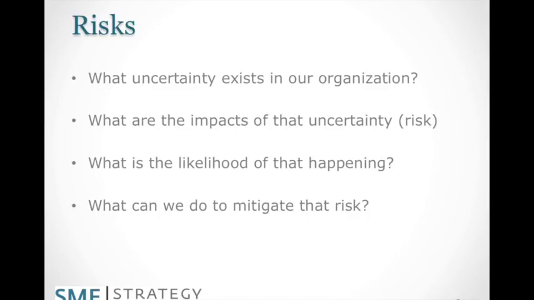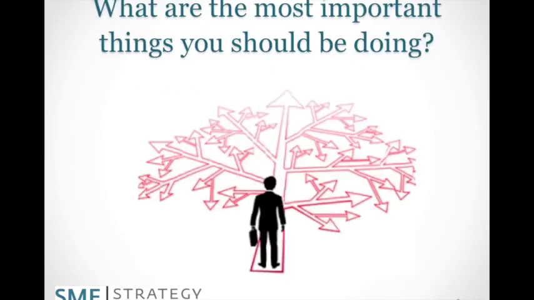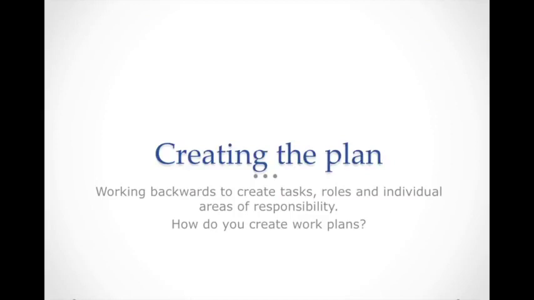That way you are proactive instead of reactive, and it keeps your plan on task. So what are the most important things you should be doing in your organization to accomplish your mission and your vision? Strategy inherently is about choices, and there are 1,000,001 choices every single day. So when you create the plan, you need to work backwards to create the tasks, the roles, the individual areas of responsibility.